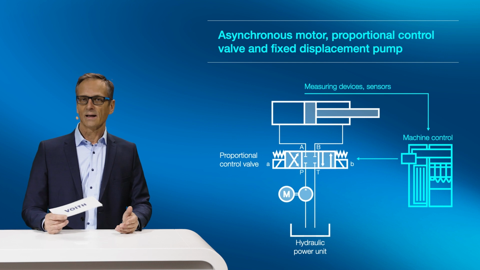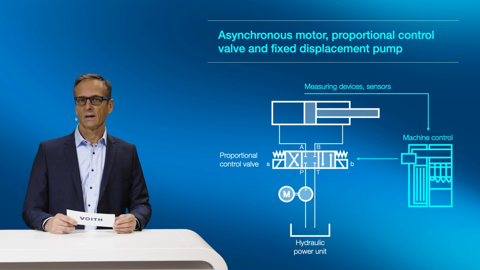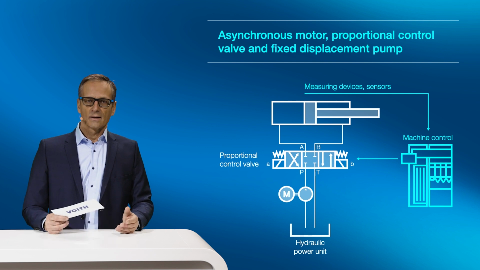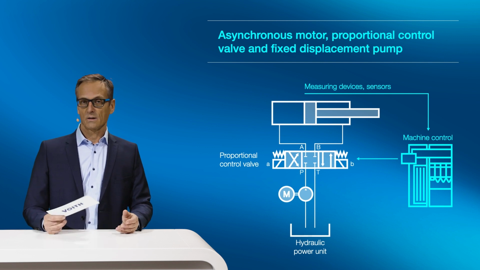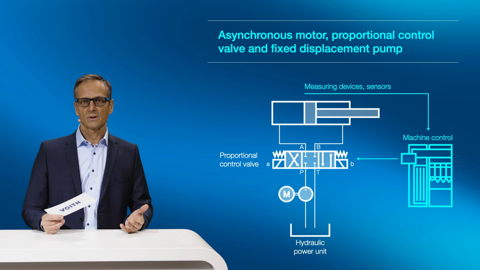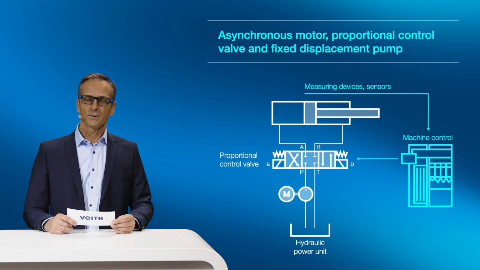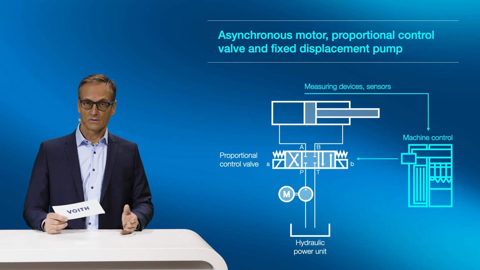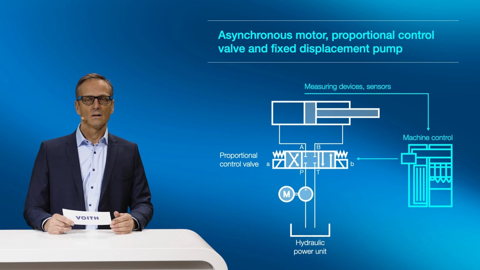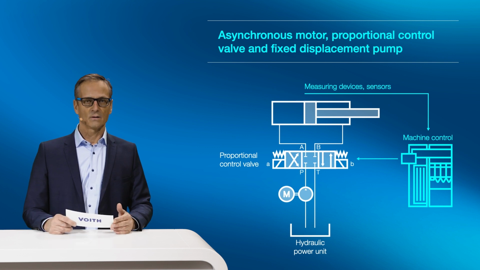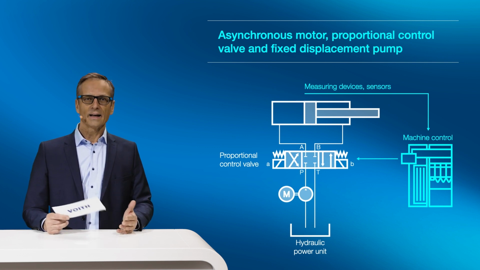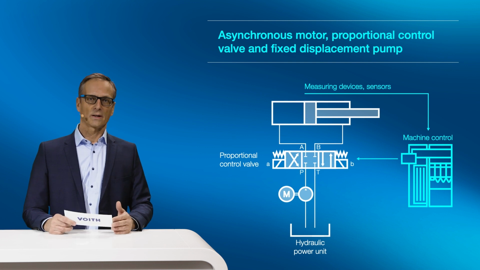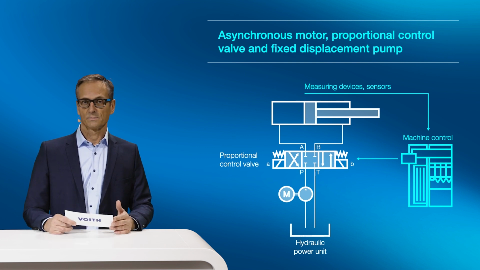However, the life cycle costs are comparatively higher due to the high energy consumption. The advantages of this approach are using well-known technology and the dynamics that can be realized. In contrast, the disadvantages are noise emissions due to the continuous operation of the motor, high cost for the valve technology, and the high energy consumption due to throttling losses in the proportional valve.